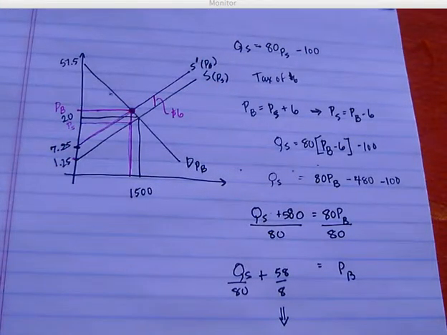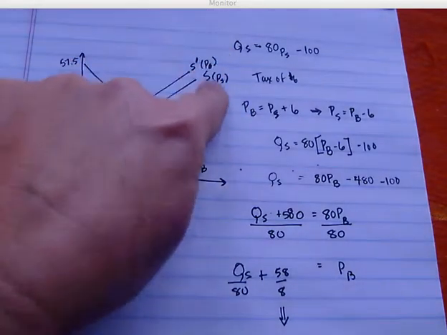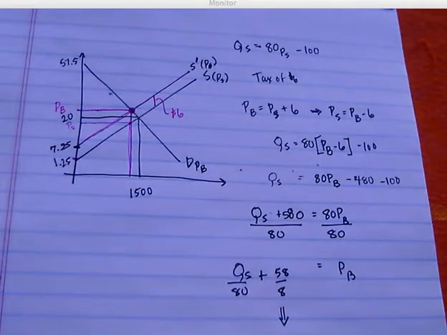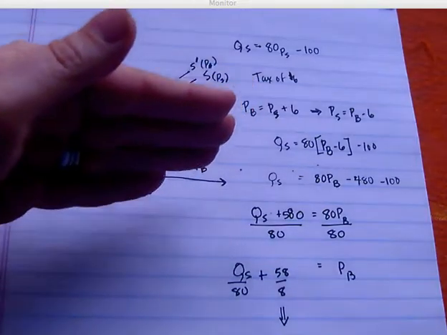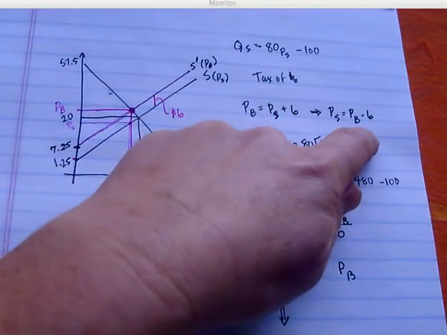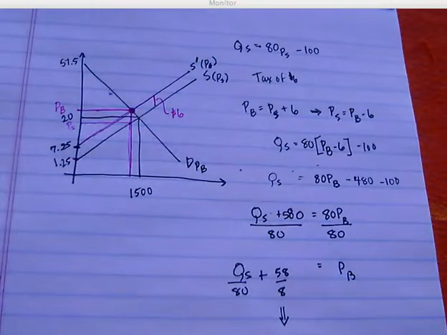Okay, so a little bit of a long-winded explanation, but I just wanted to make sure you understand why, when we are doing tax problems, we shift the supply curve up by the amount of the tax. So we've just worked through it here. If we had a subsidy instead of a tax, we would just shift it in the opposite direction. So instead of subtracting $6 from the price to the buyer, we would add to the price to the buyer. But we're not going to do a subsidy today.